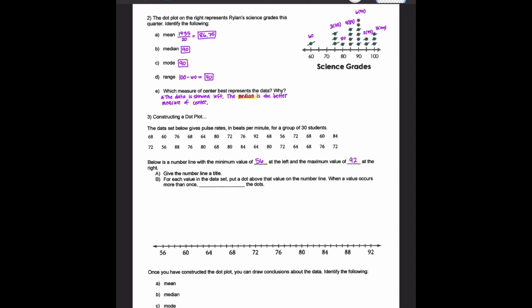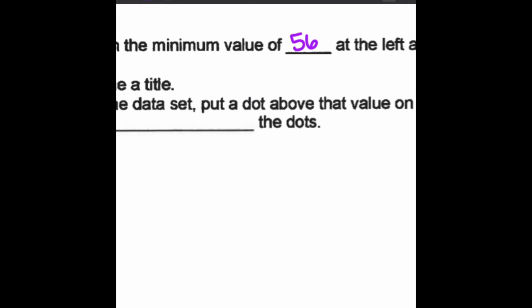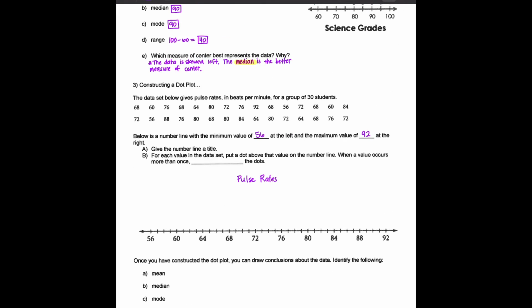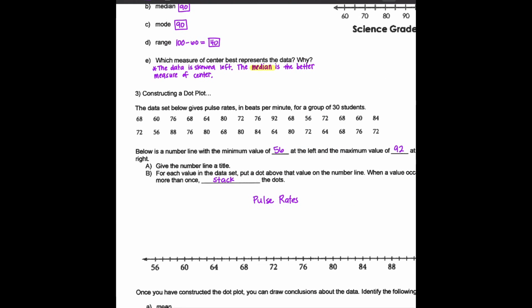We're going to give the number line a title. We always have to title our graphs. So I'm just going to call it a real fancy name, pulse rates. You could have called it something more specific, pulse rates of students, for example, but pulse rates tells us what it's about. Now, B, for each value in the data set, put a dot above that value on the number line. When a value occurs more than once, stack the dots.